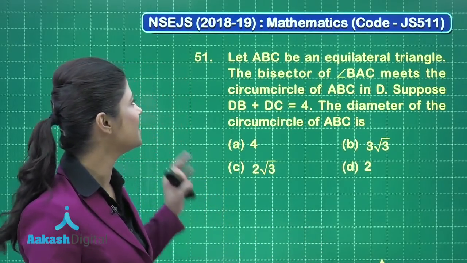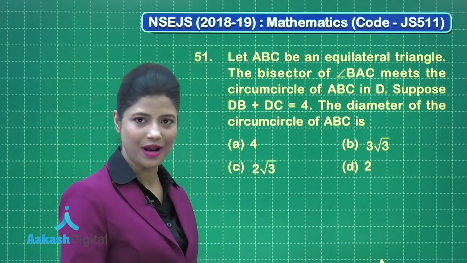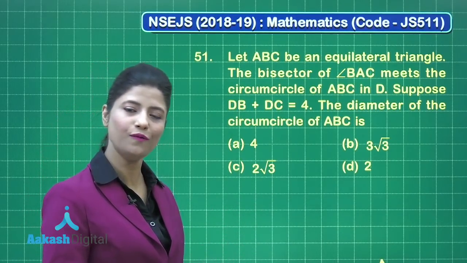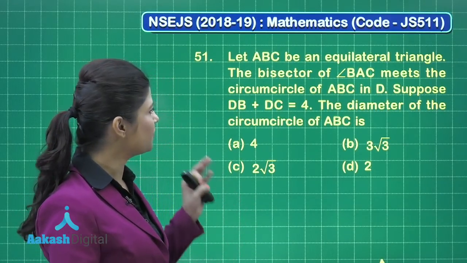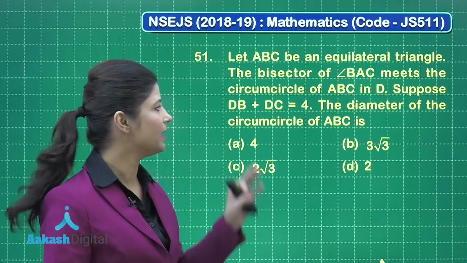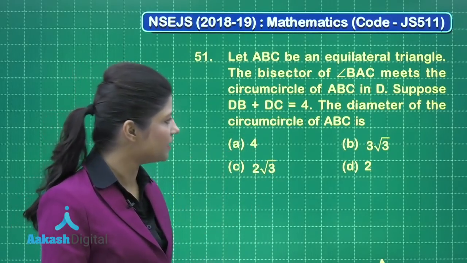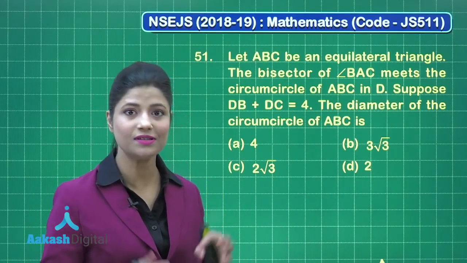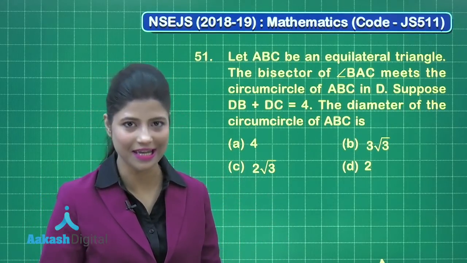It states here that let ABC be an equilateral triangle. The bisector of angle BAC meets the circumcircle of ABC in D. Suppose DB plus DC is equal to 4. The diameter of circumcircle of ABC is out of these 4 options. So you need to figure out the diameter of the circumcircle of this equilateral triangle ABC.